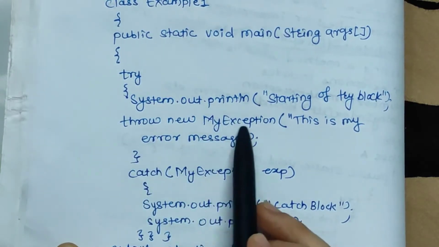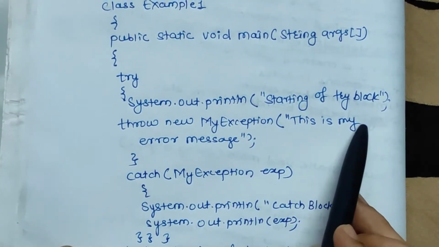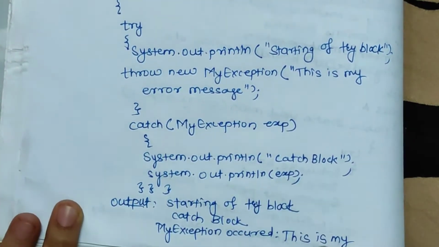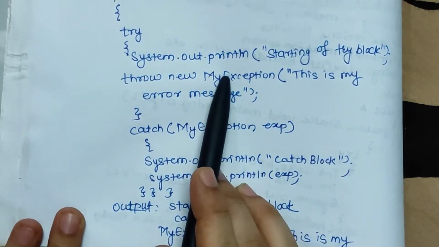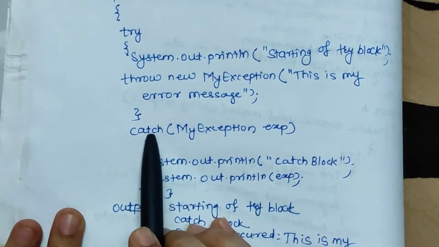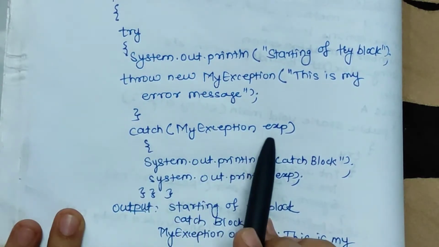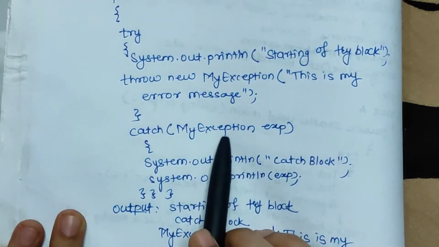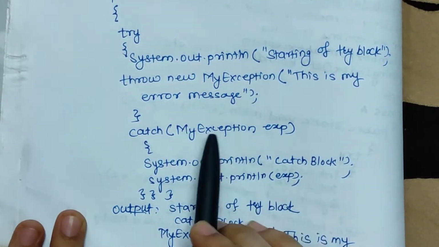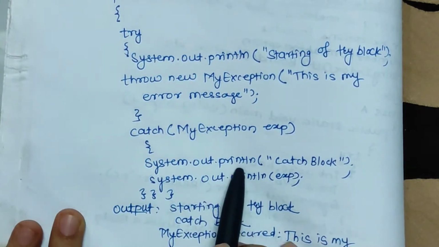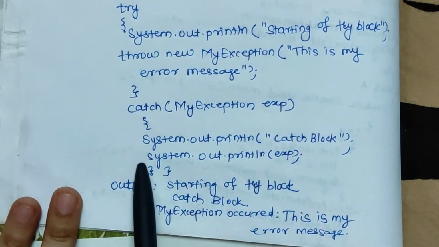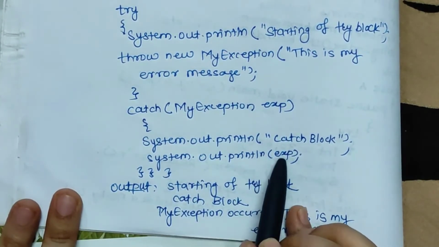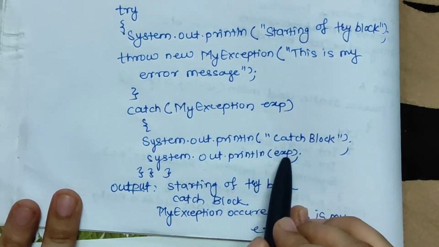Now throw new MyException, and this is my error message. So this is an exception thrown. This is how user-defined exceptions are defined, and it is caught in a catch block. In the catch block, catch MyException. So this is a variable which is accepting the exception which is thrown here in the try block. And in the catch block, we are displaying the first statement, which will be "catch block", and then we are displaying this exception.